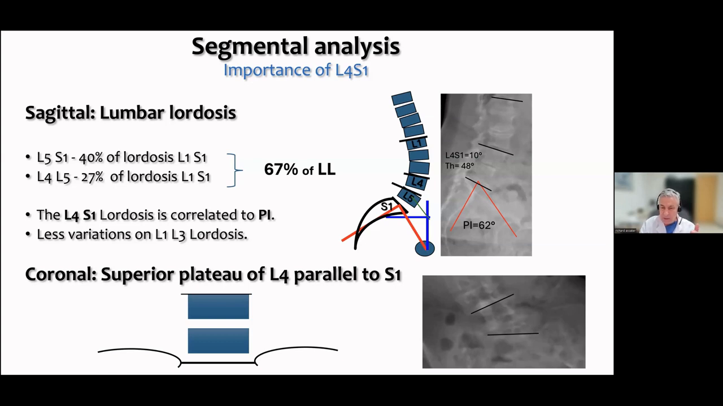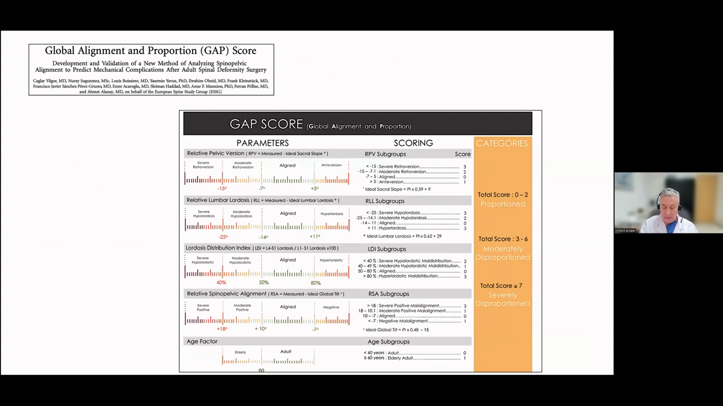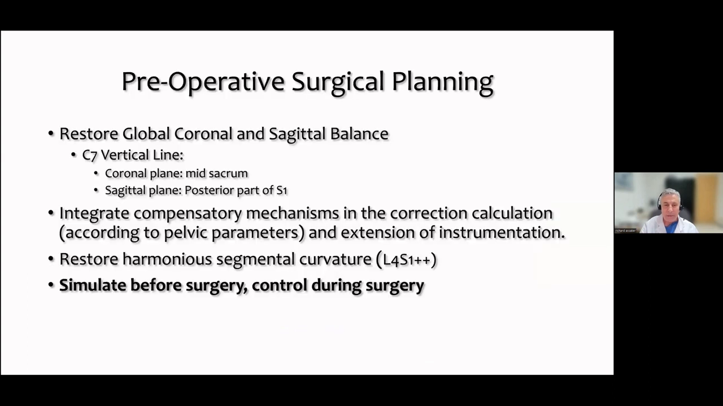Once we get the global balance, the distribution of the lordosis, and these basic things, I think we can get a good alignment according to the pre-op deformity. The GAP score also is more and more popular, and the advantage is that it gives you, on the extreme pelvic incidence, very small or very high pelvic incidence, something that seems more adaptable for simulating good alignment.